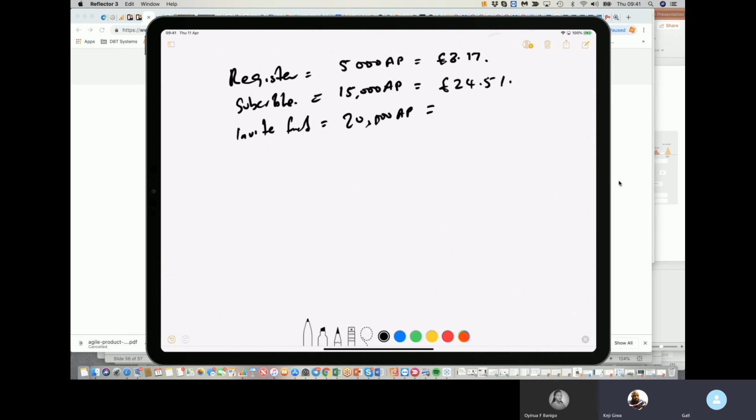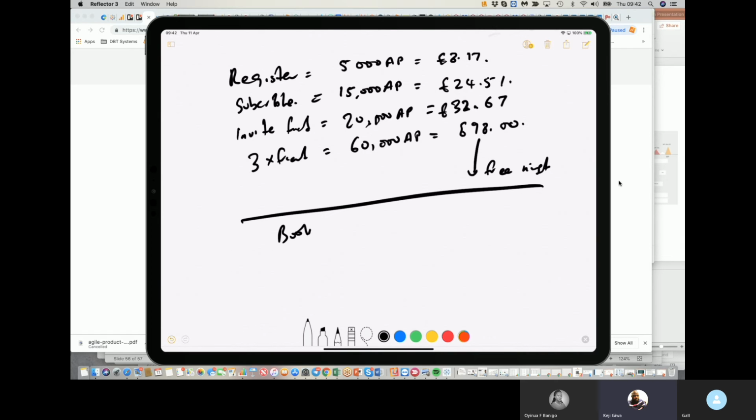Which is equal to £32.67. So if I invite 3 friends, I'll receive 60,000 annex points, which equals £98. So that means I can convert my £98 to free nights or cash. Does it make sense? Yes, or collect the cash. So now what that means, Anton, is that when I book a night, I have a number of options.